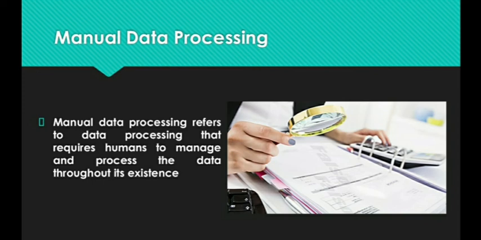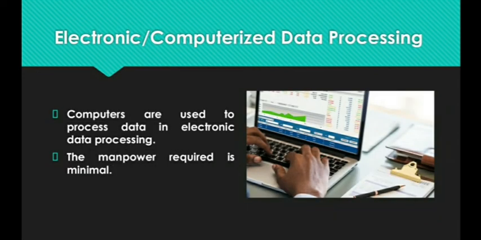Coming to computerized electronic data processing, to overcome the drawbacks of manual data processing, computerized data processing came into existence. Here, computers are used to process the data, and the manpower required is minimal. Computer technology helps to store a large amount of data within a short time. By understanding these two concepts, I hope you already have the key differences between them. Anyhow, let us look at the points one by one.